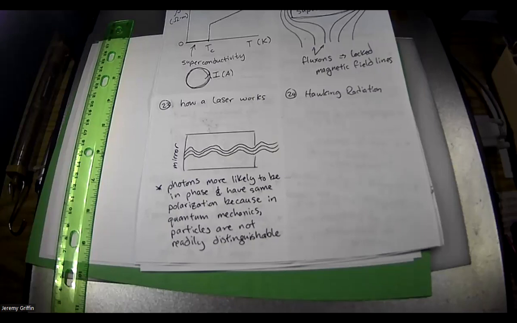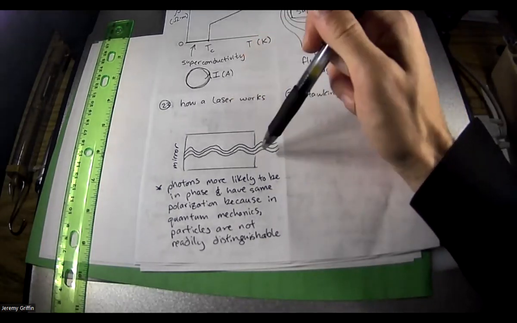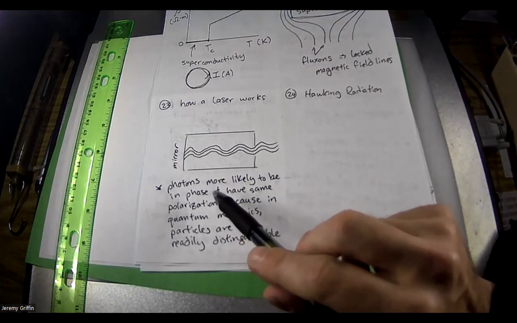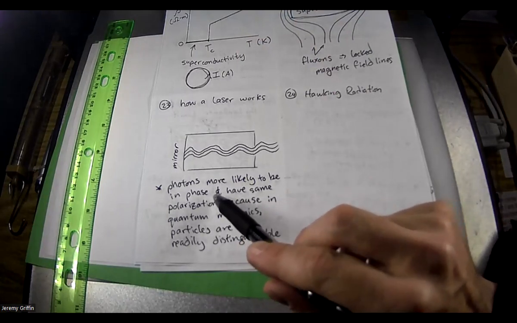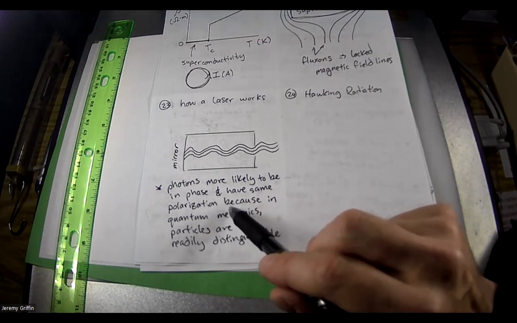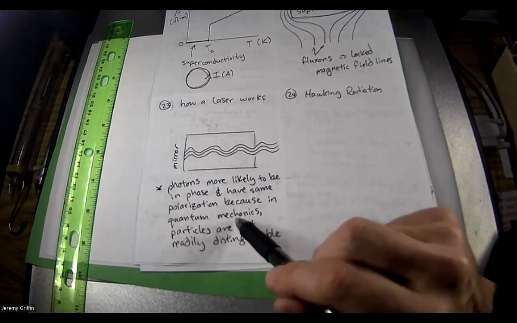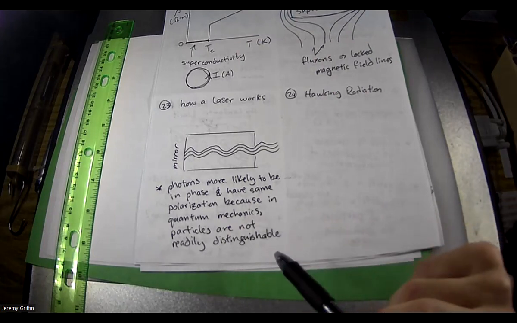All right. So if you have a couple of mirrors and let the light bounce back and forth, these photons, just to recap on what he said here, are more likely to be in phase than not, and have the same polarization. Because again, this is a quantum mechanical effect. In quantum mechanics, particles are not readily distinguishable. This is kind of where we started the story, or pretty close to it.